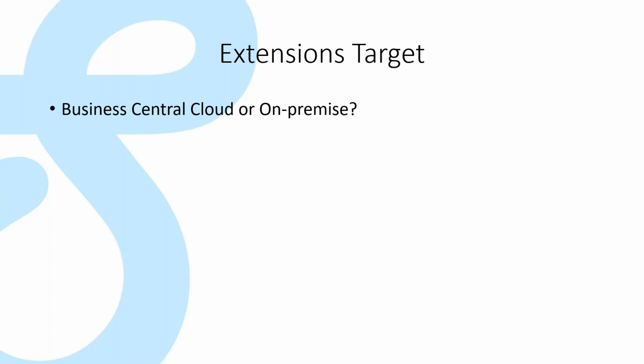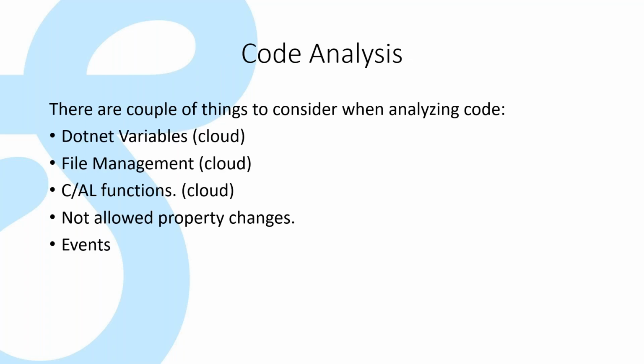This takes us to the next step, code analysis. So a very important thing is code analysis. You have to take time to analyze your code object by object to check whether there might be some problems if you would want to move your code or modifications to extensions. What I mean by that is that some of the modifications will not be allowed in extensions development. So there are a couple of things you have to consider when you are analyzing the code.